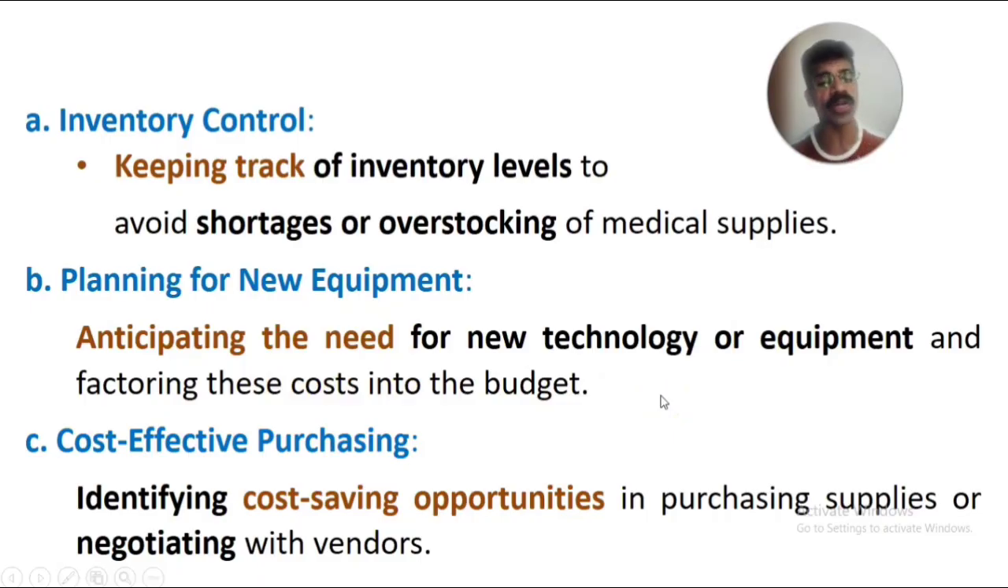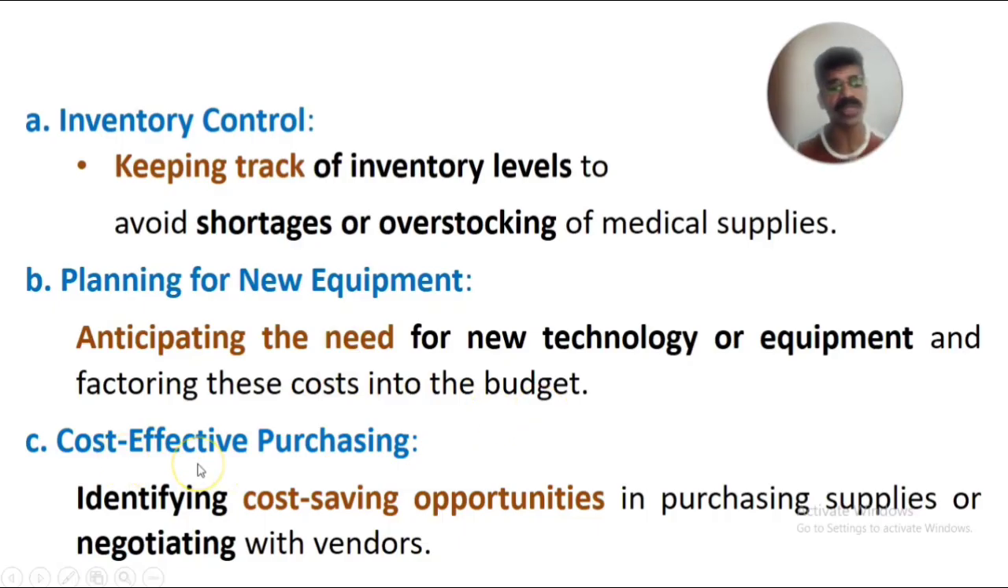So sometimes new equipment or new supplies are required based on the need of the patient, based on the condition of the patient. So we have already planned a budget, and in that budget it could be included. For that, the need for new technology or new equipment or supplies necessary in the nursing department or the ward has to be anticipated, and these costs factored into the present proposed budget.